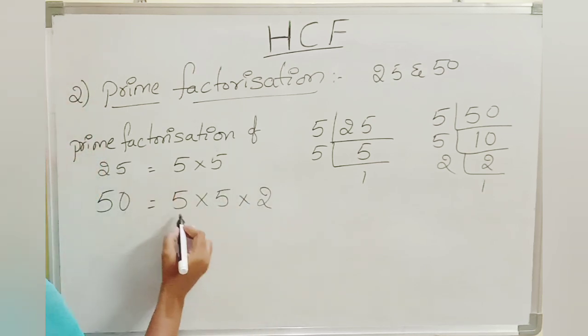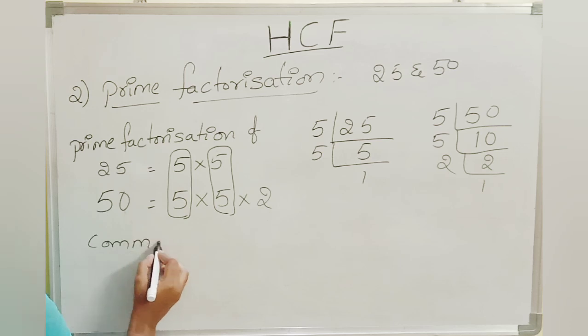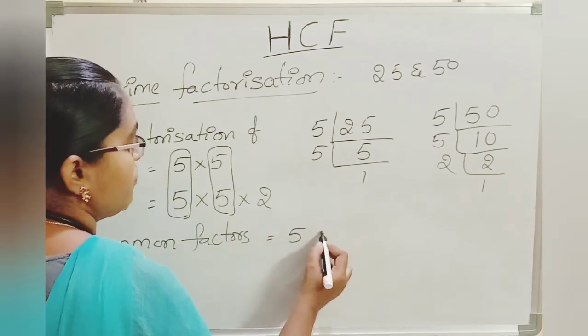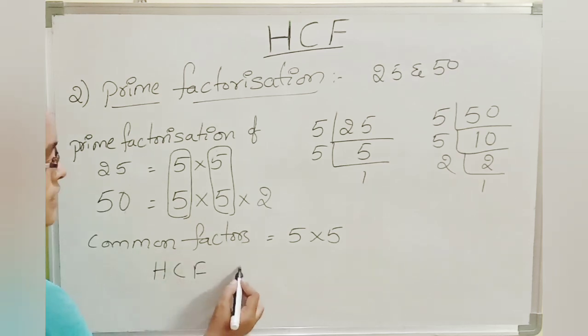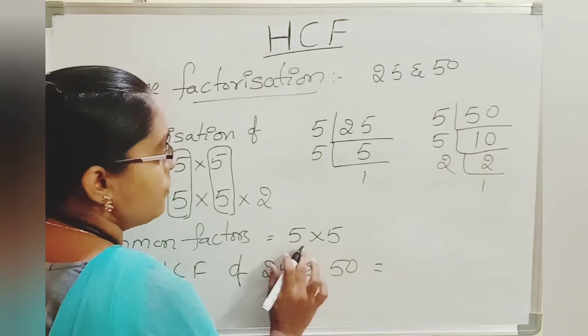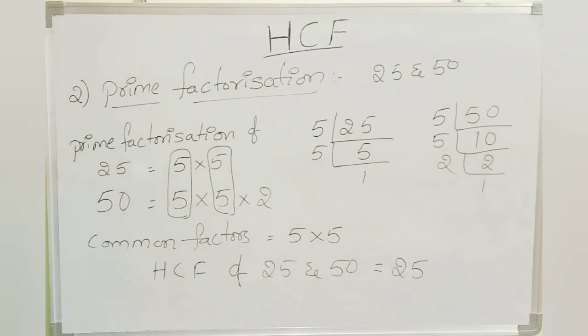Now what is common in this? 5 is common, and one more 5 is also common. The common factors here are nothing but 5 into 5. These are the common factors, so that is your HCF. The HCF of 25 and 50 is 5 5s are 25, that is your answer. Like this we will find the HCF of the given numbers with the help of the prime factorization method.